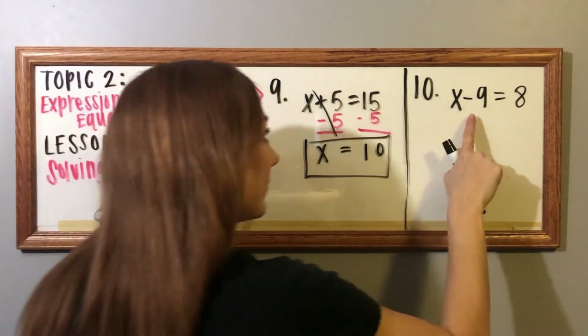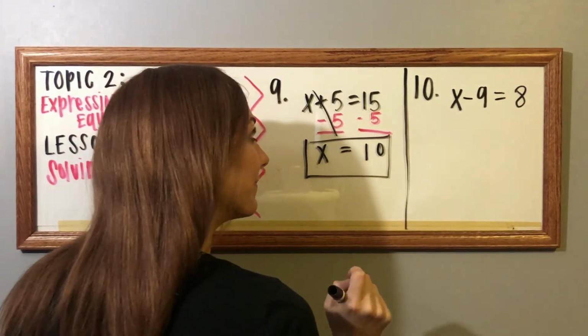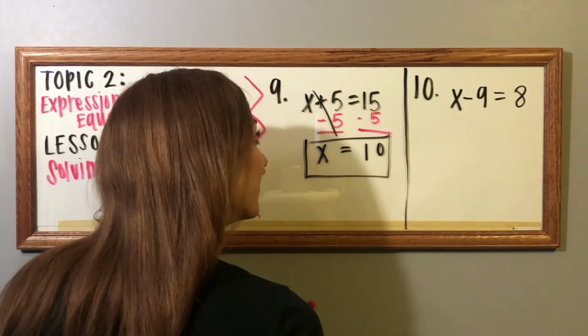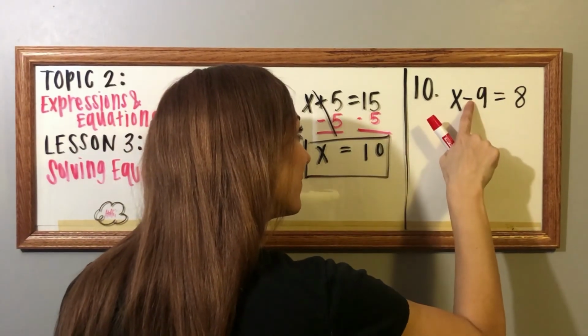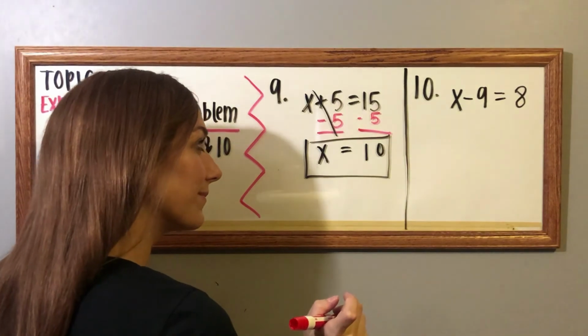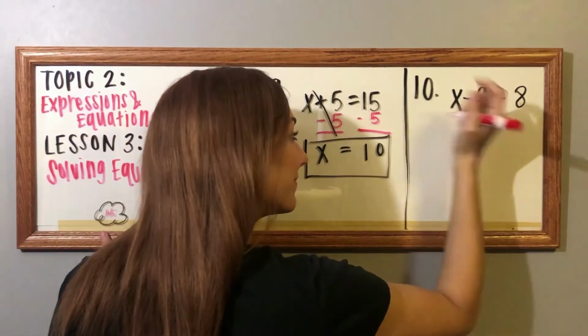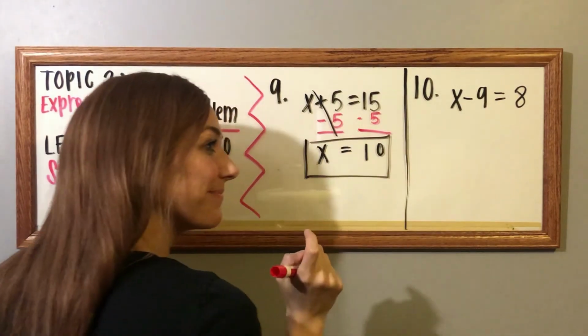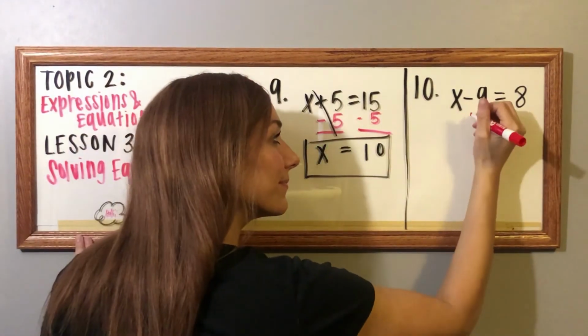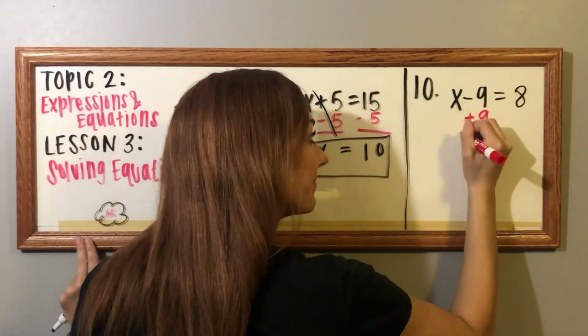So now let's look at number 10, where we have x minus 9 equals 8. So this one's the opposite of number 9. My operation that they're using in my equation is subtraction. So I have to think of what's the opposite or the inverse of subtraction. Well, that's addition. And in order to cancel out my 9, I need to add 9 to x.